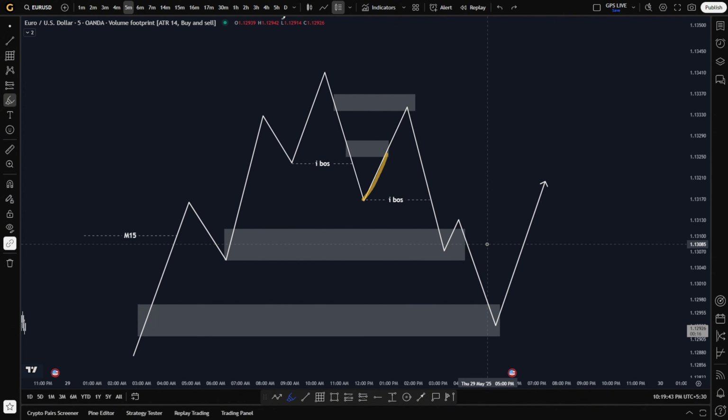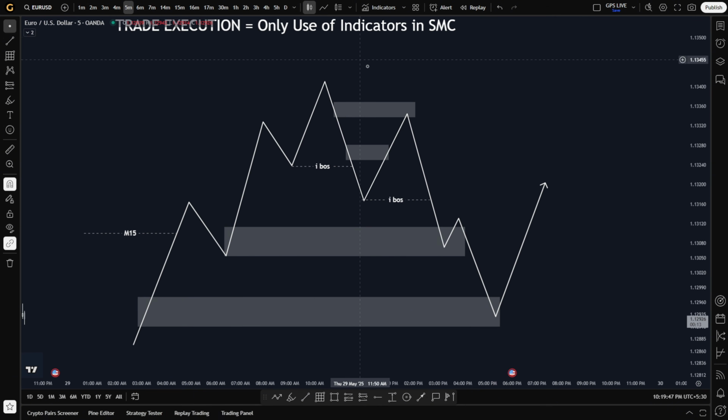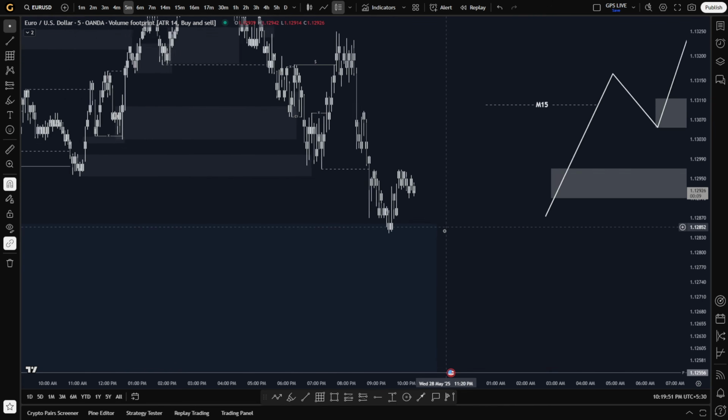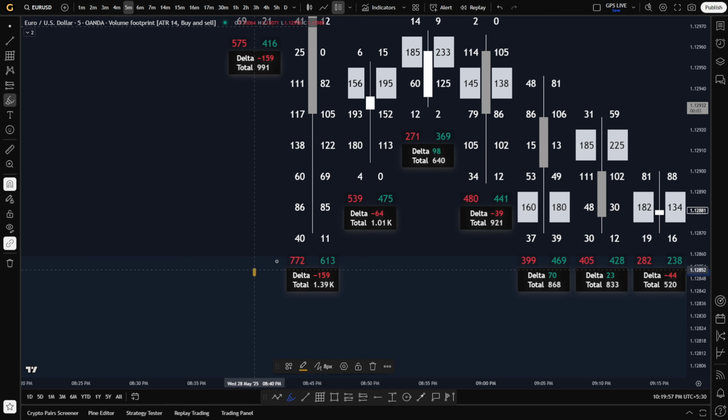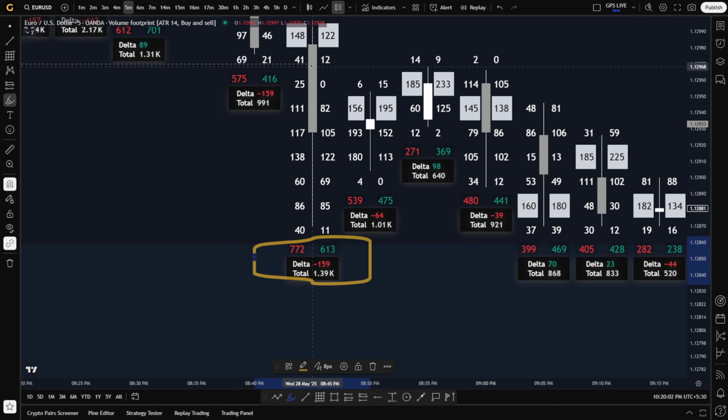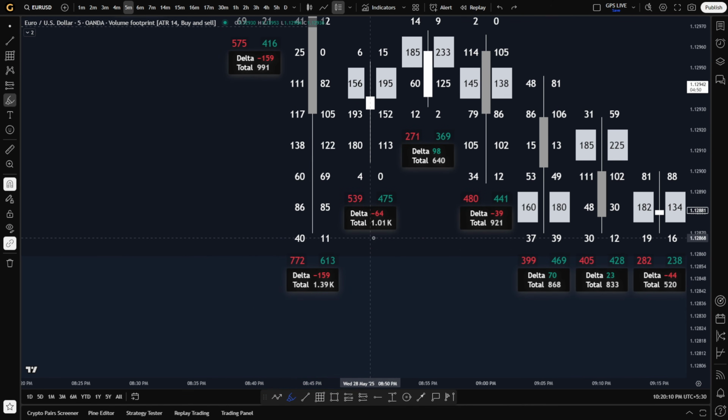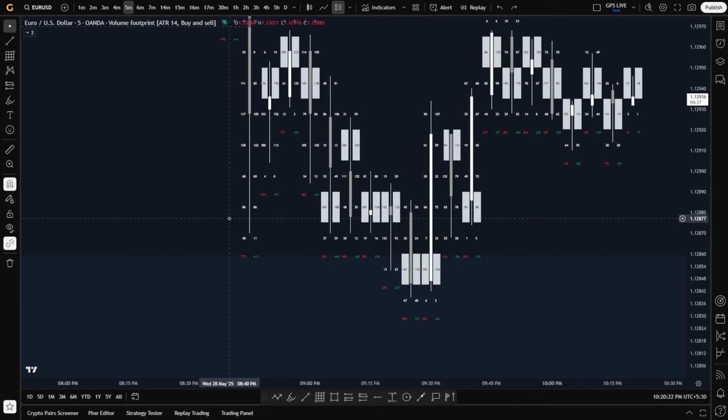Okay. So now, when we use this volume footprint, if you see here, the delta value is red. These values come after the printing of this candle completes, after the candle gets closed, only then we get the delta values, okay? So we get a delta value here, we get a delta value here. When the delta value is red, that means the bears are in control. When the delta value is green, that means the bulls are in control. That should be very self-explanatory, right?